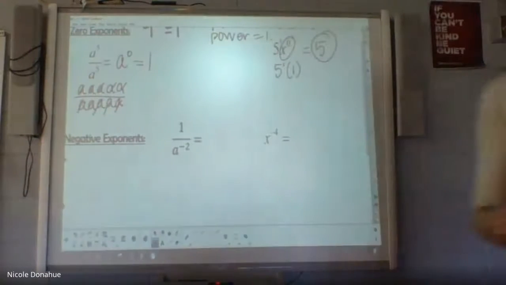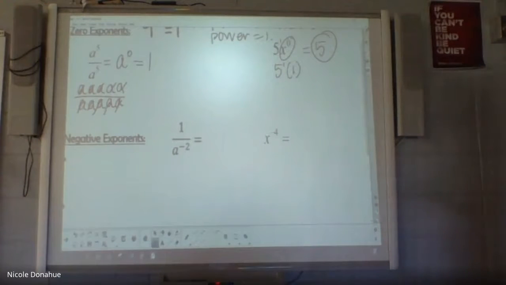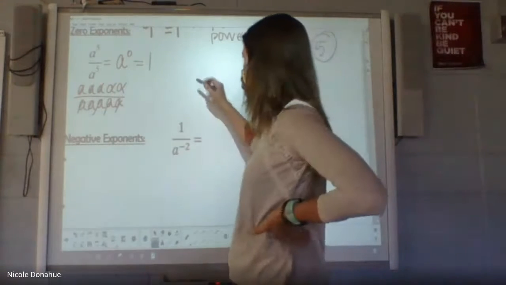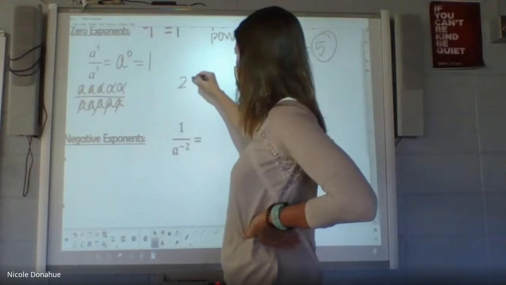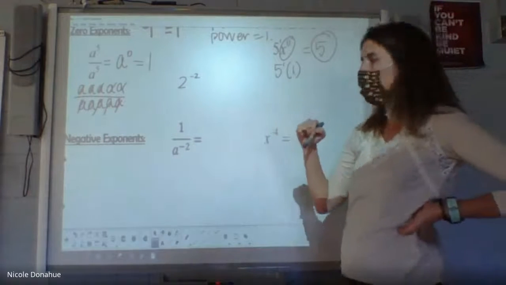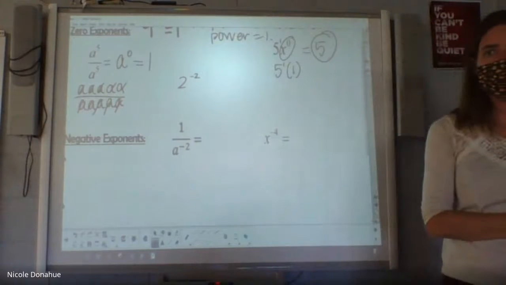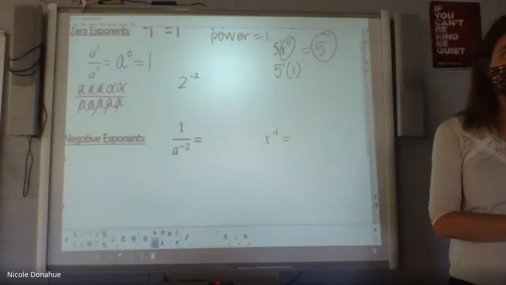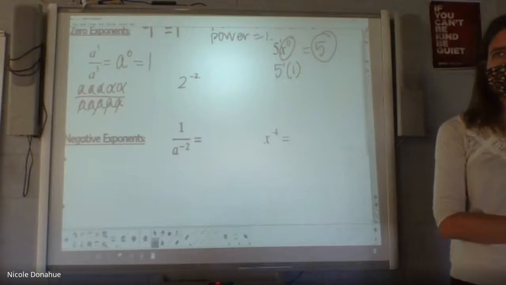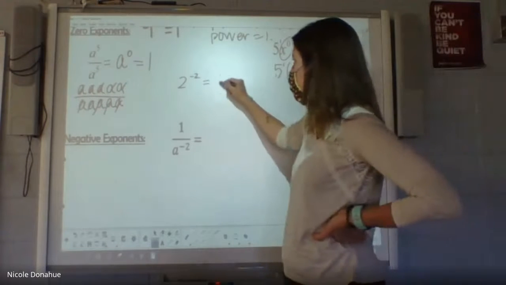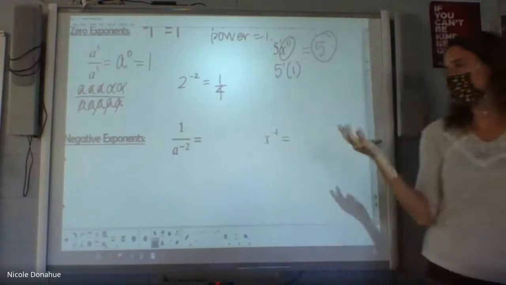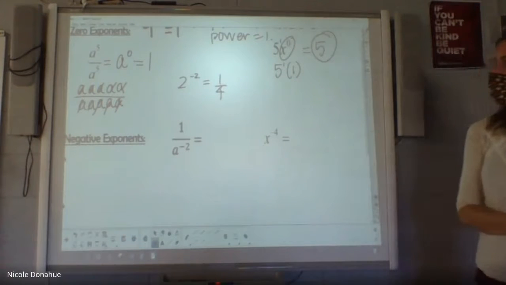All right, so with negative exponents, I might try to explain it this way. You can try this in your calculator: 2 to the negative 2 power. What do you guys get? 0.25. Does anyone know what 0.25 is? A quarter. It's 1/4.